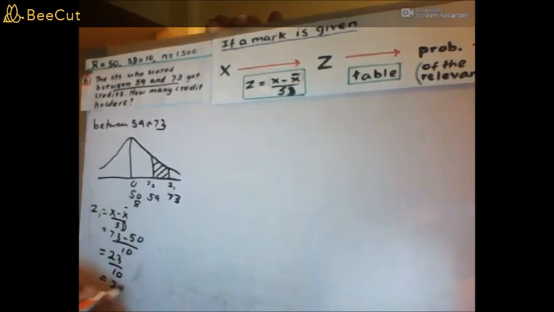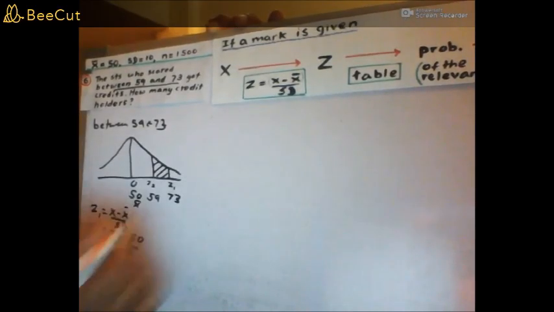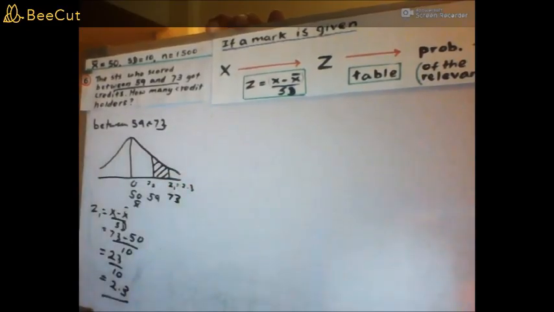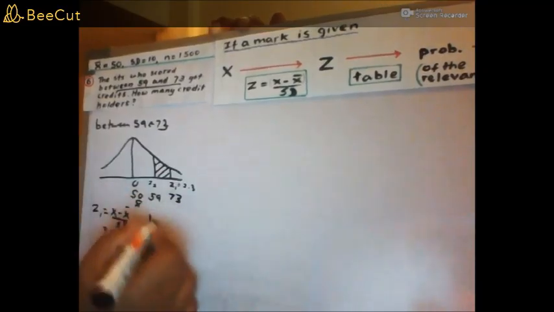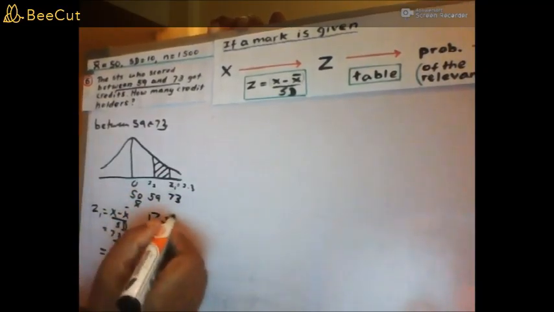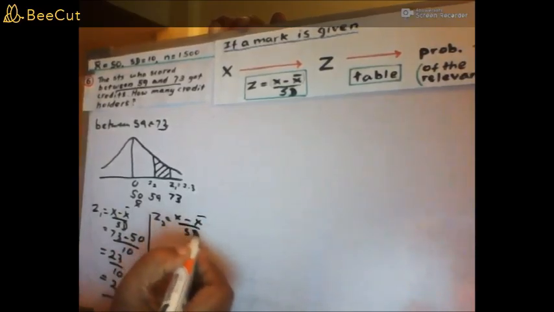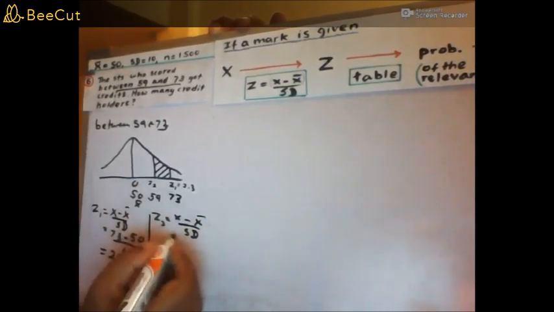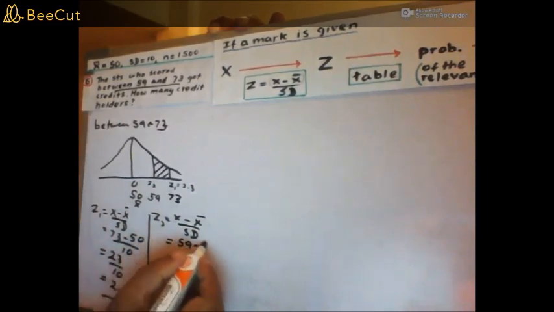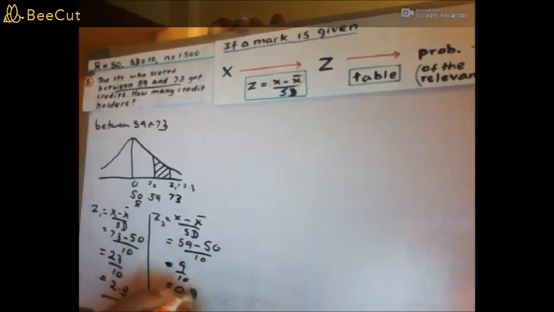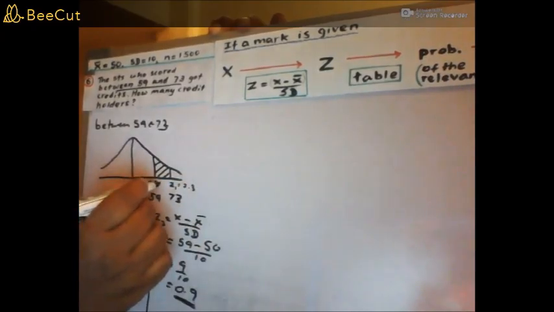The answer is 2.3. You can write it here, 2.3. Next one is Z2, 59. 9 divided by 10, so 0.9. That is this, 0.9.